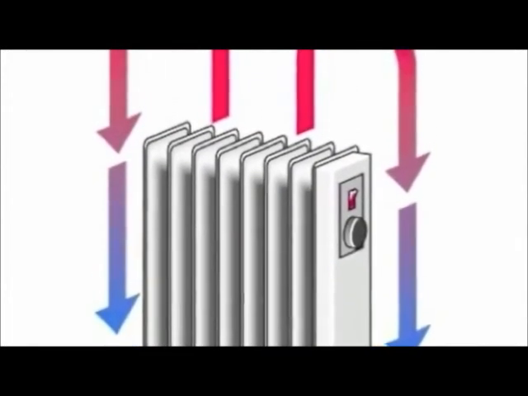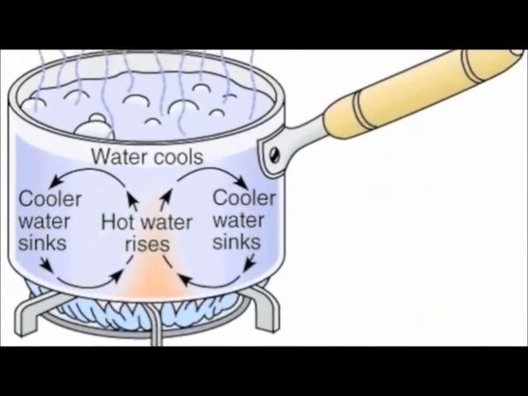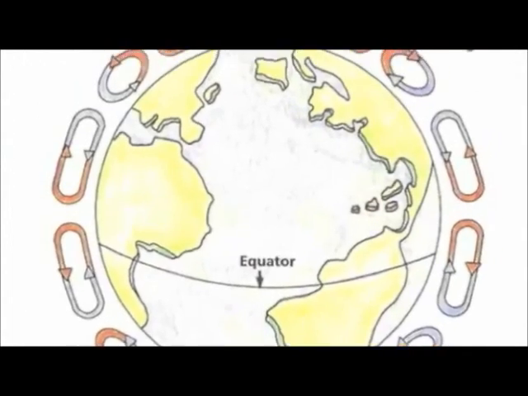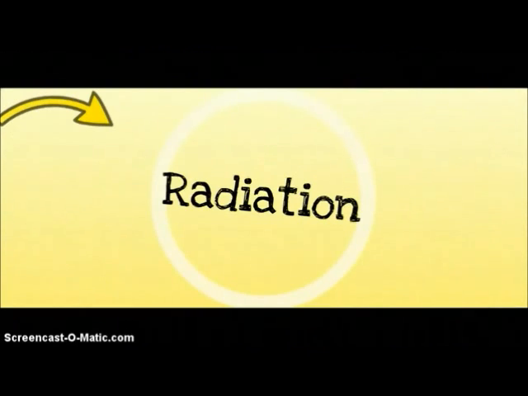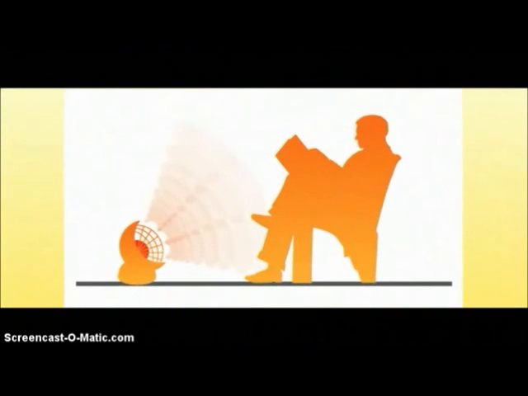Some examples of convections are heaters, boiling water in a pan, wind currents, and the Earth's mantle. Radiation. Take a look at the picture and decide what you think radiation means.